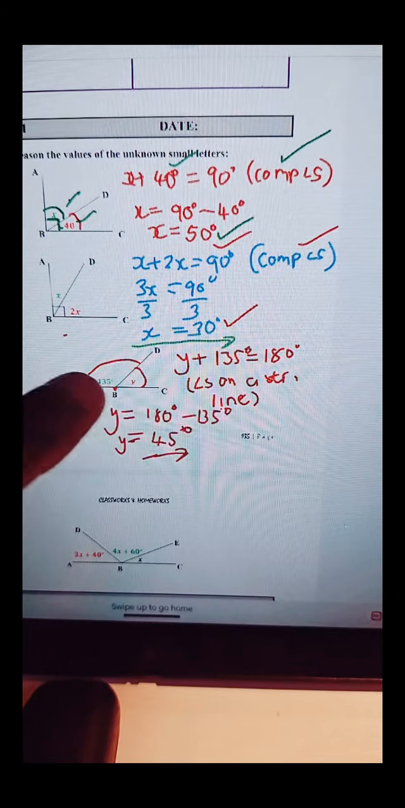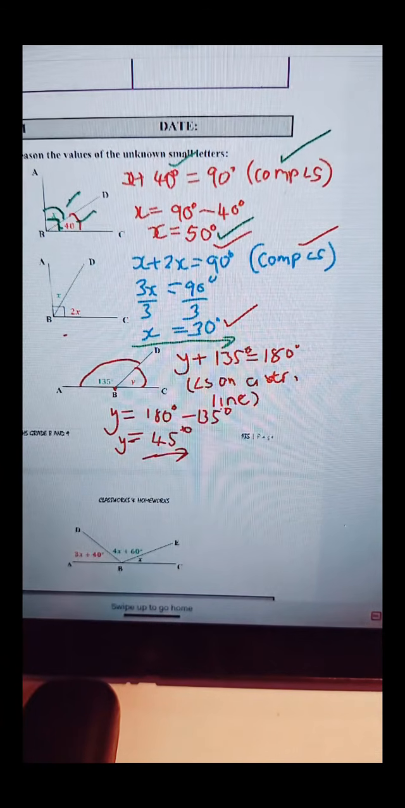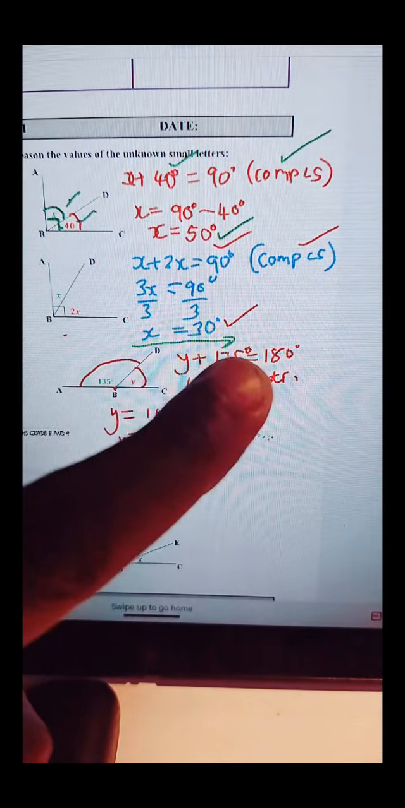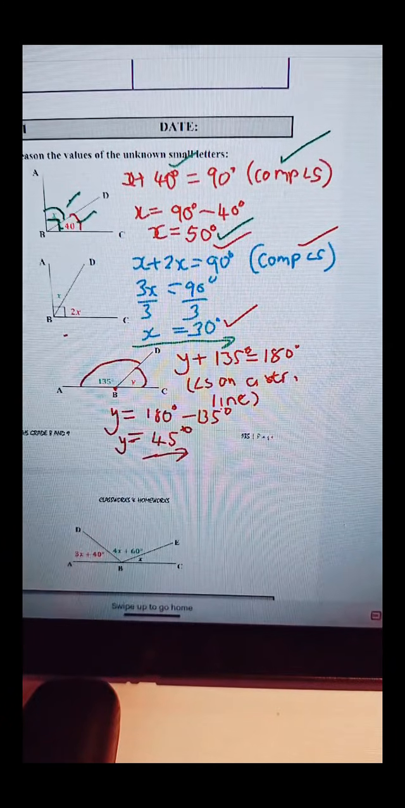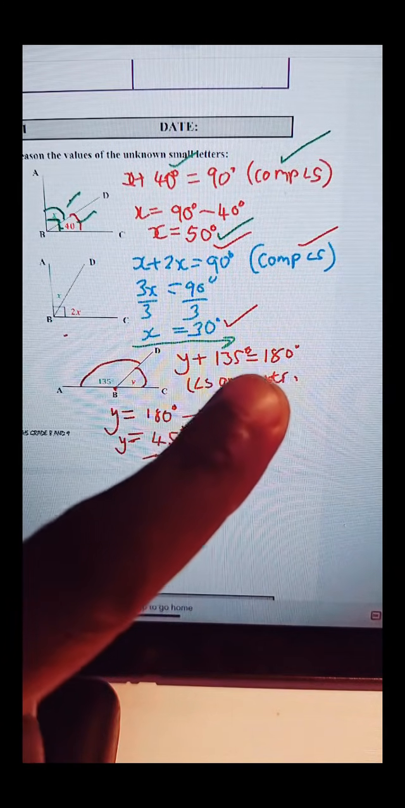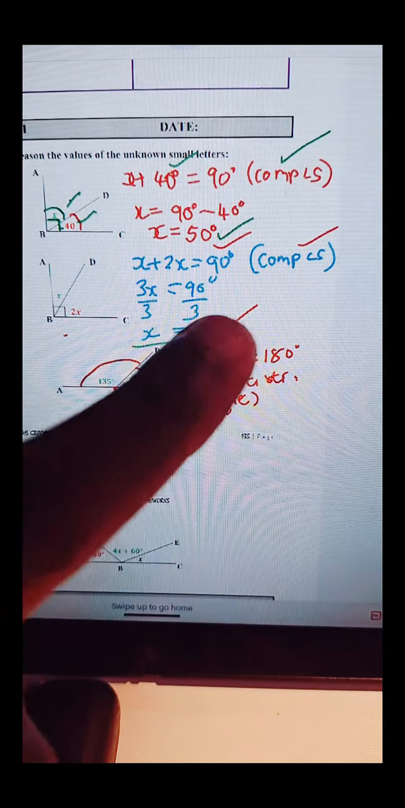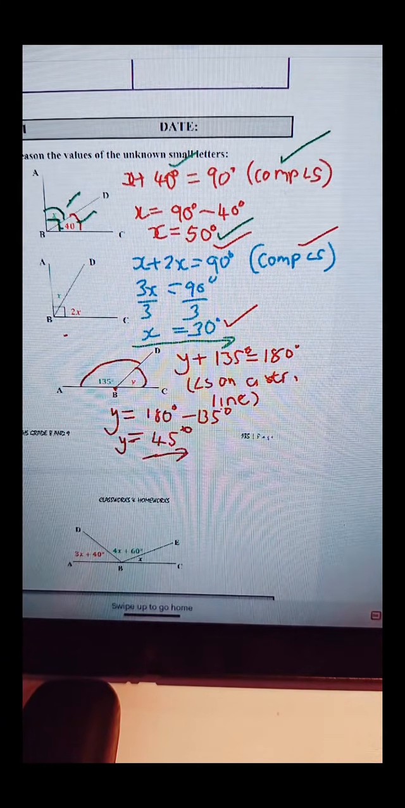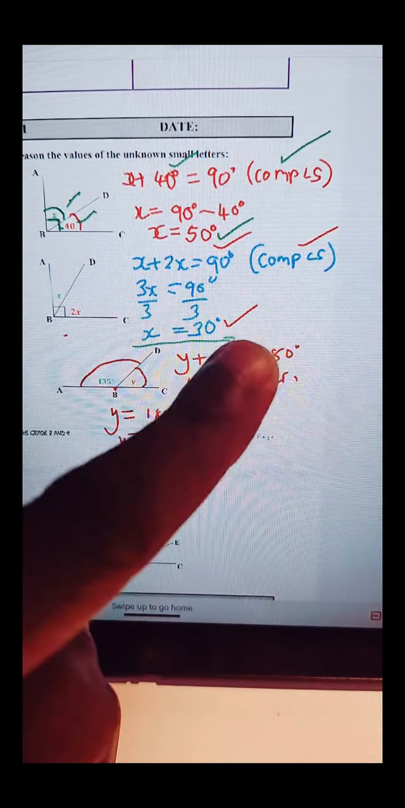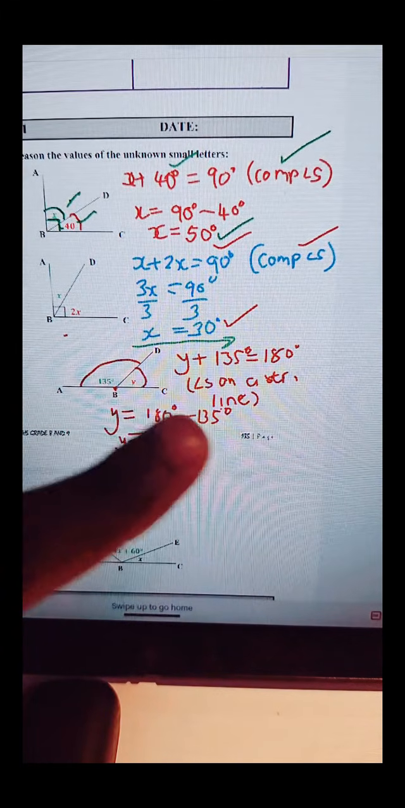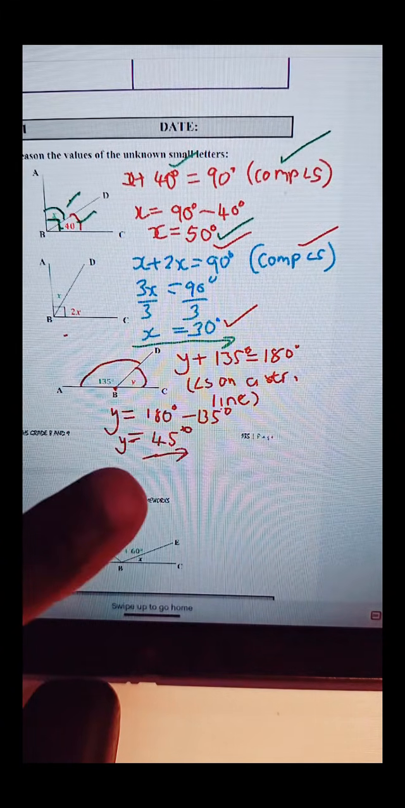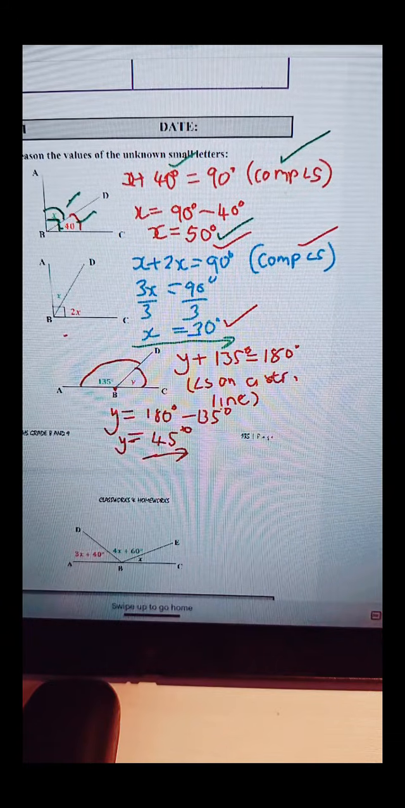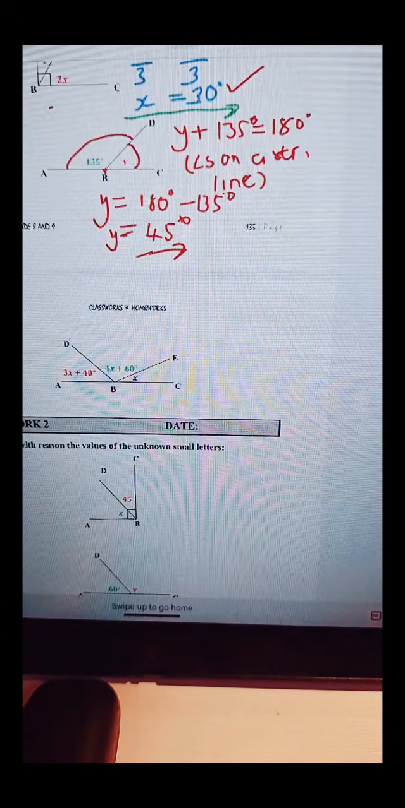So we say y plus 135 gives us what? Not 90 this time round. y plus 135 gives us 180 degrees. Our reason? Angles on a straight line. Basically, that reason we write next to the statement. Take the 135 over: 180 minus 135. We get y is equal to 45. And that is basically that one.